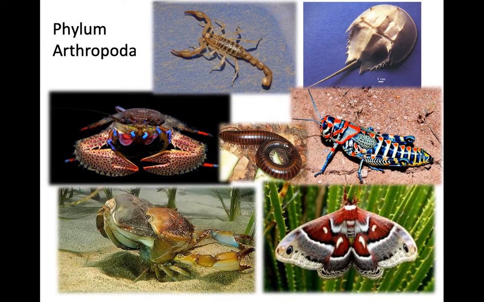Here are what more modern arthropods look like. They include scorpions, millipedes, crabs, grasshoppers, butterflies, horseshoe crabs. So a wide variety of organisms that look radically different from one another. So arthropods as a whole are really diverse in size, shape, and function.